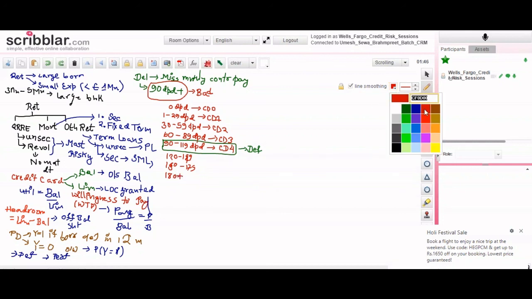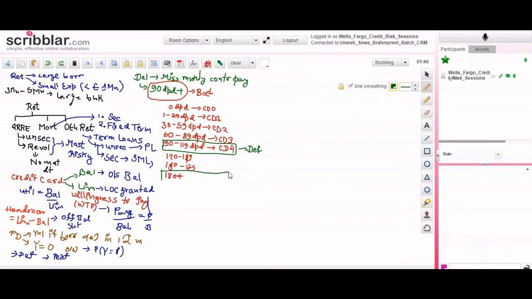This 180 plus, or the seventh cycle of delinquency, is your charge-off bucket. This is the bucket where, if I roll over, I'll be charged off from the books of the bank and put into collections. This is the point where the account is taken off the books of the bank and is put into collections. So these are the respective cycles of delinquency, and this is the part which deals with collections.